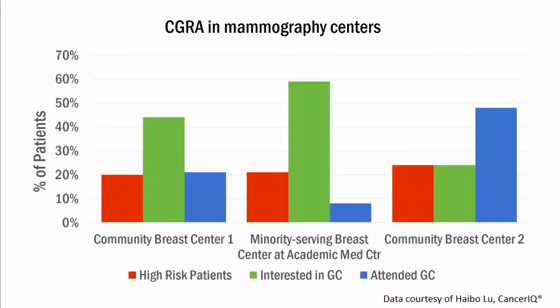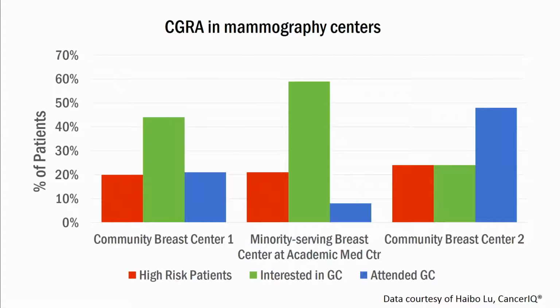Across all 3 sites, so a community breast center, a minority-serving breast center, and a second community breast center, pretty consistently 20% met criteria. The green bar is how many of the patients expressed interest in seeing a genetic counselor at the time of the mammogram. And that varied from 40 to 50, down even to 20% in the final group.